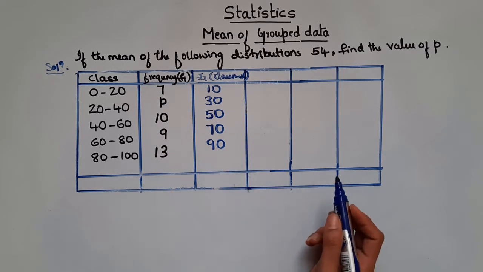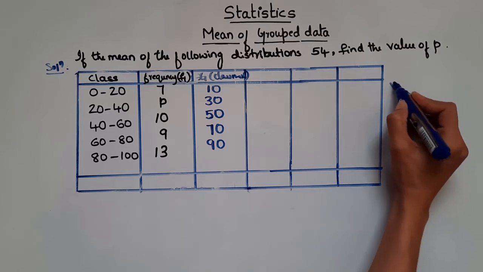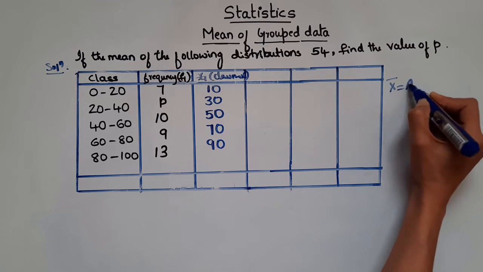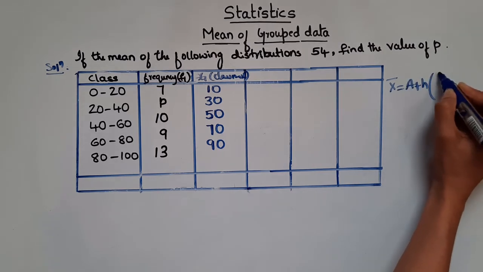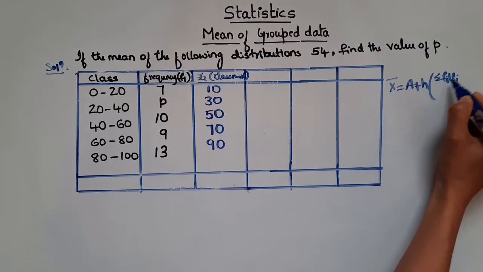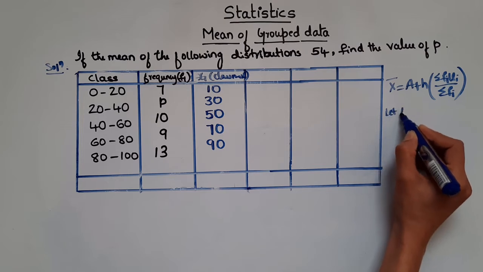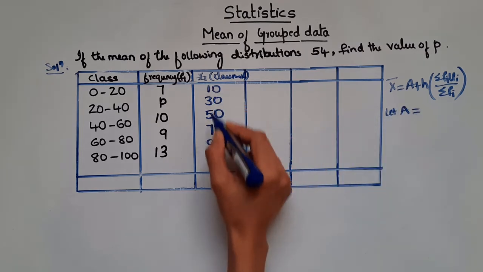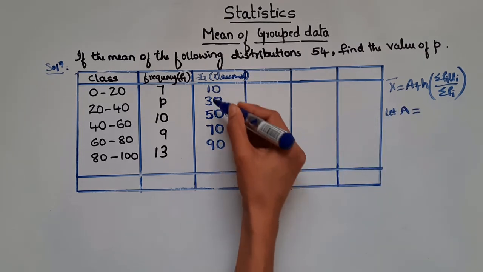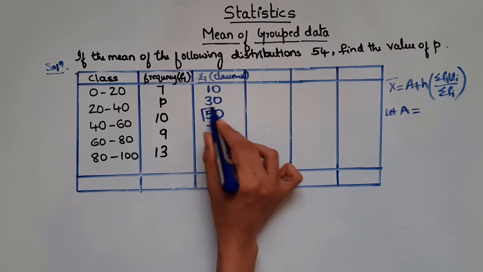So let's go for third method, that is step deviation method. In step deviation method, we know mean is found by using formula a plus h into sigma Fi ui by sigma Fi, right? So now what is A? A is the assumed mean. So let A, the assumed mean, be equal to the middle term of this xi. So we have 50, take 50 as the assumed mean.